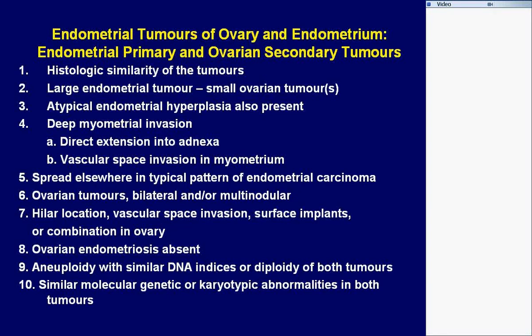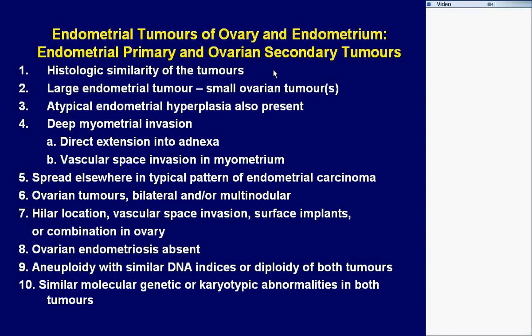I like to use these three diagrams, and I let my residents. This is from Clement's book, Clement and Young, which in my opinion, if I'm a plug-in for them, is probably the best GYN text available. And what they have done is they have these three charts in there: endometrial tumors of the ovary, and endometrial primary, ovarian secondary tumors. And essentially it's really gross description and microscopic description.